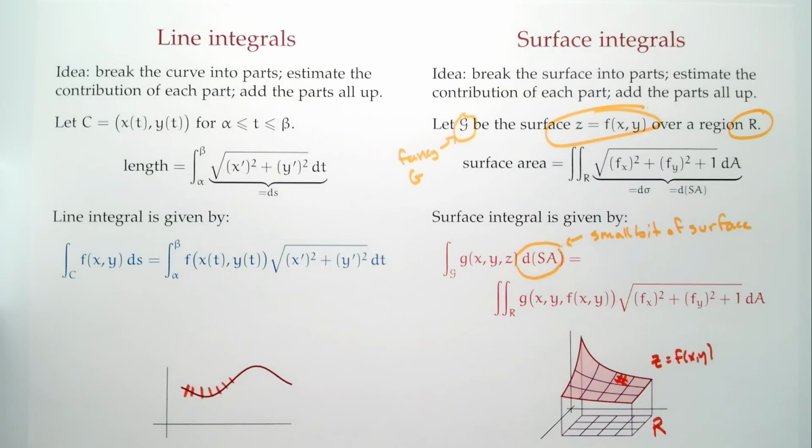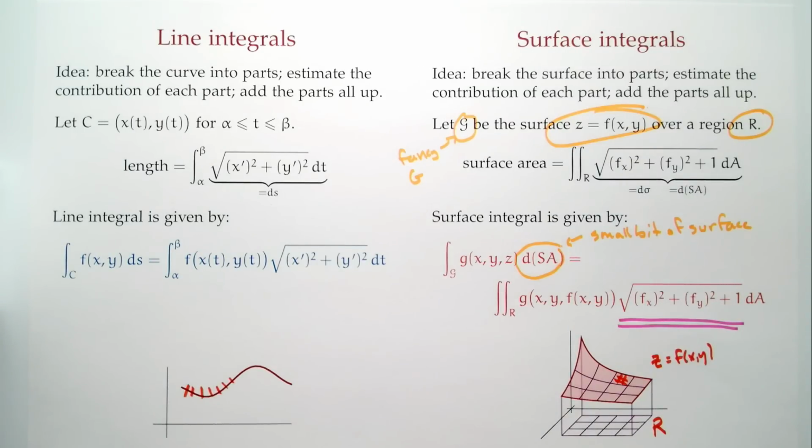Now at this point you can justifiably say, you've got a square root here. Danger, danger. Yes. Well, we'll find ways to get around that. But at the end of the day, the idea of surface integrals is fairly straightforward. Break your surface into parts, add up the pieces, and you get your answer.